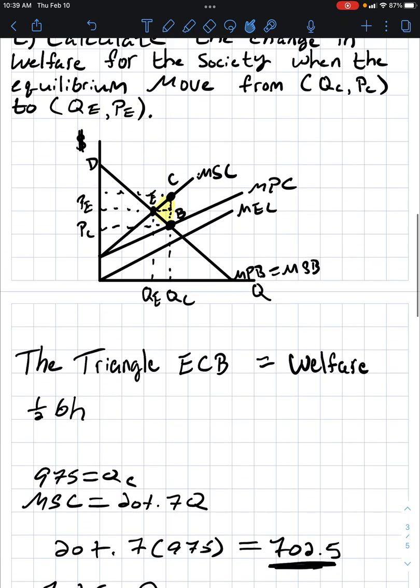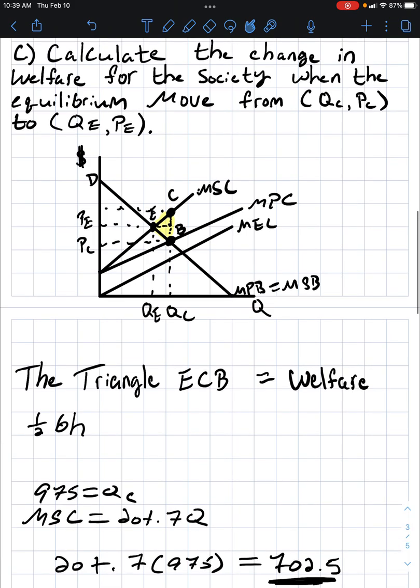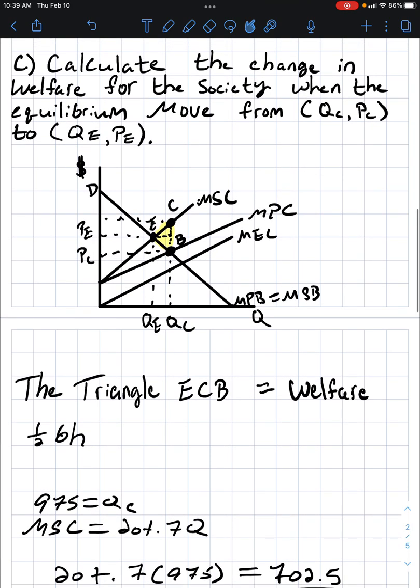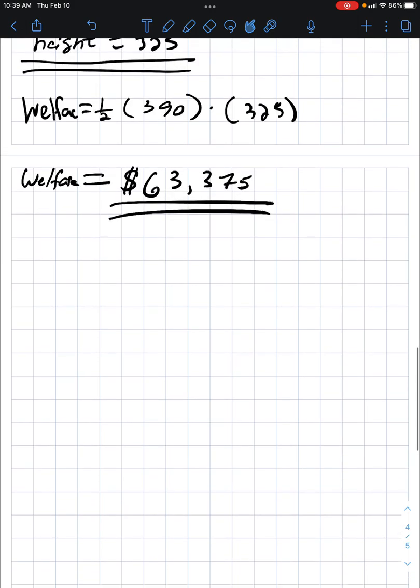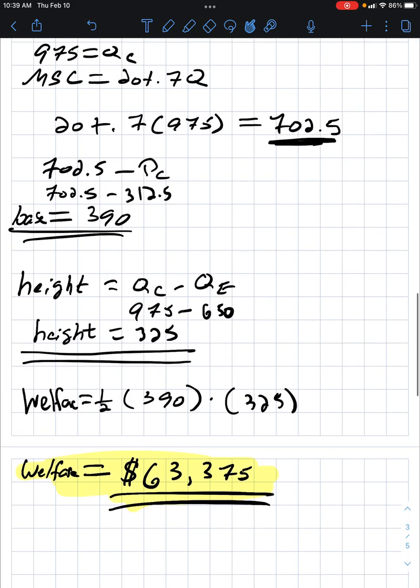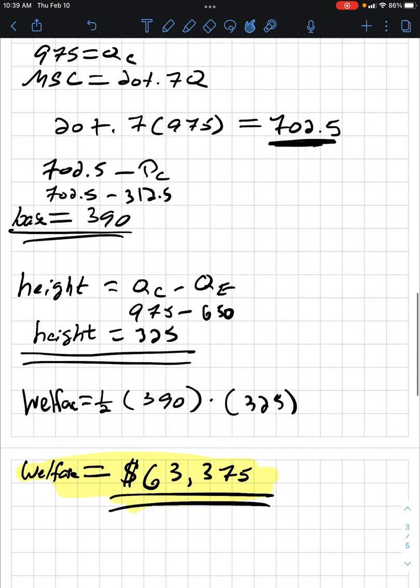So this is the welfare that is gained from going from QC, PC to QE, PE. This is the welfare gain, 63,375. And that is the solution to the problem.